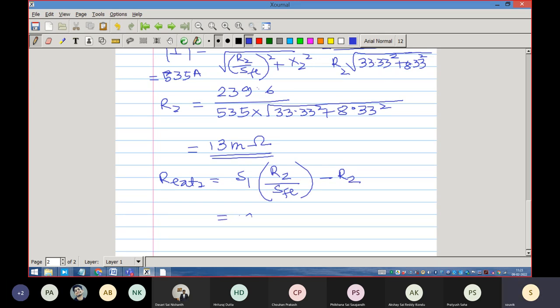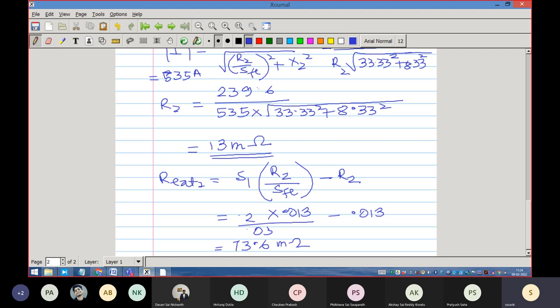This is equal to 0.2 divided by 0.03 into 0.013 minus 0.013. Right. So how much is this? 0.2 divided by 0.03 into 0.013 minus 0.013. So it is 73.6 milliohm. Right. Now we have got it.